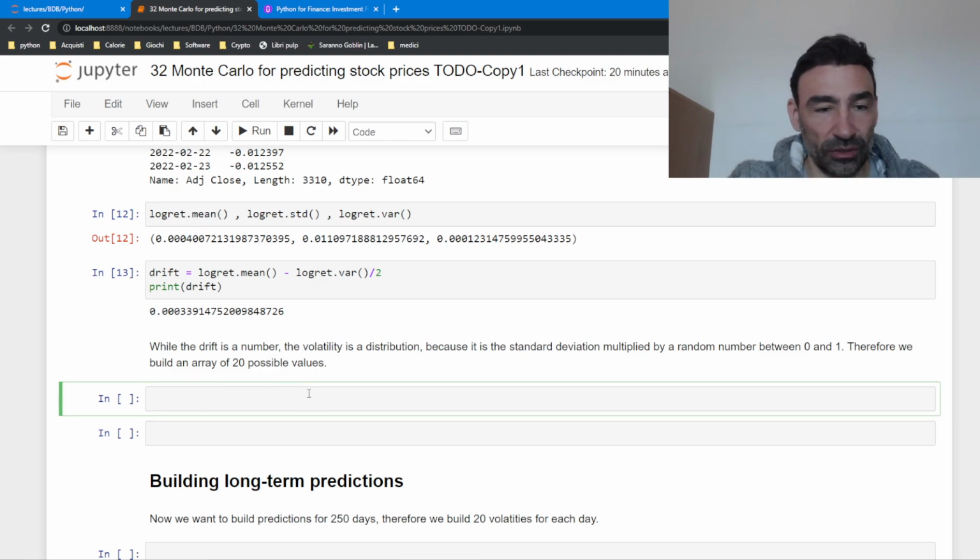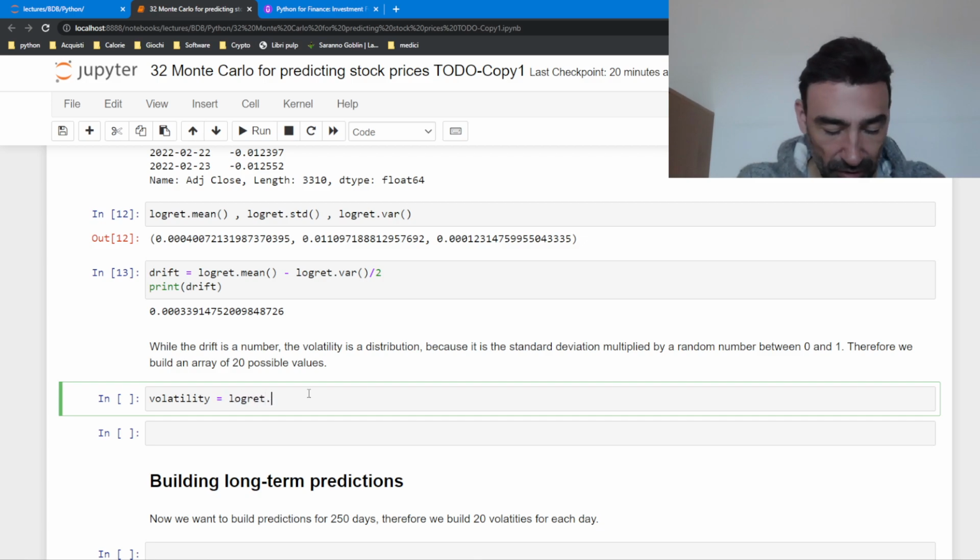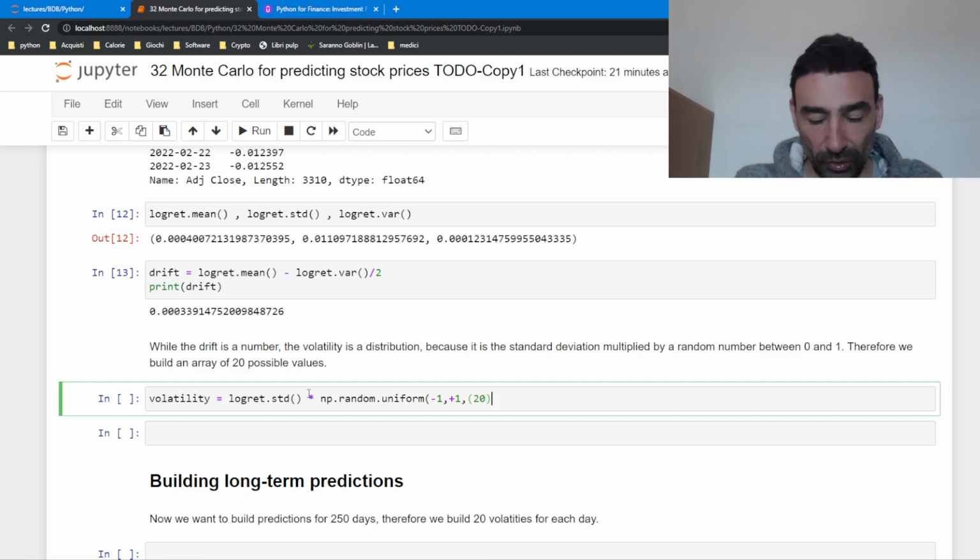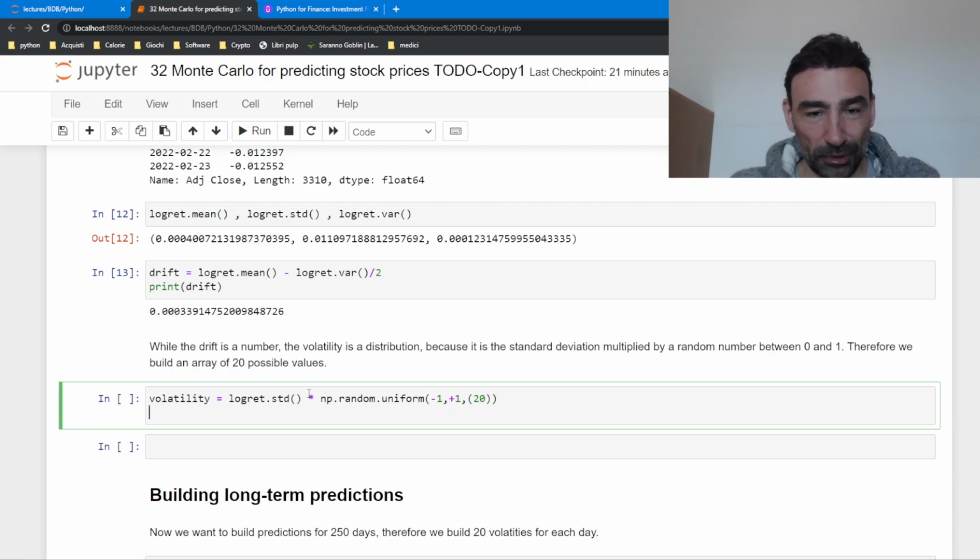So volatility equal log ret std multiplied by now a random number. So np.random, let's start with a uniform -1 +1, and I will do it with 20 simulations. If I just type 1 here, it's not really a random number. Okay, it's random, but it's 1. So I type 20, so I will show you 20 possible volatilities.